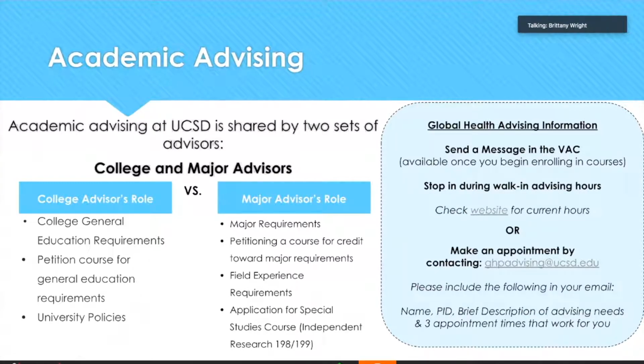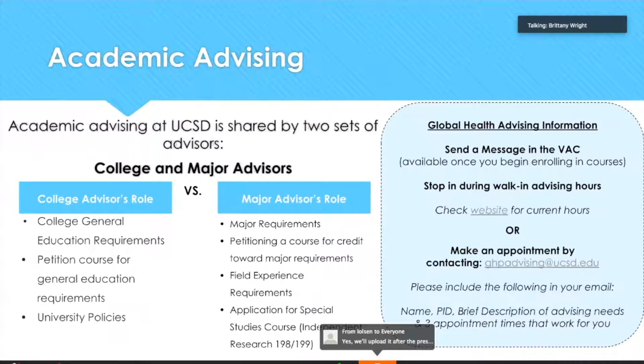So to get a hold of your global health advisors, we have a couple different ways to do that. You can send us a message in the VAC, which is the Virtual Advising Center. You'll have access to this once you begin to enroll in classes next week. And right now, some of you are using the eVac to communicate with us, which is great. We also have walk-in advising hours, weeks 1 through 10, that you could come in and get advising and work on planning and ask us any questions.